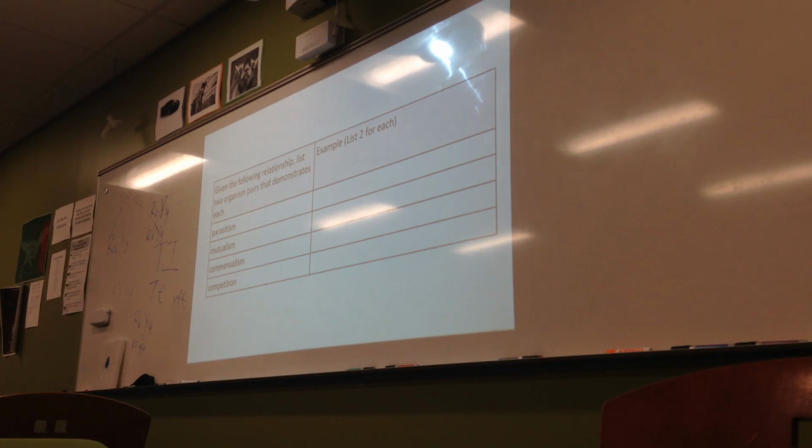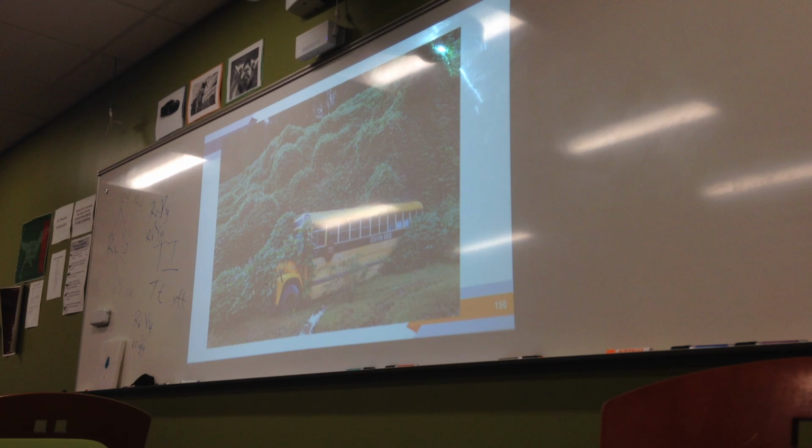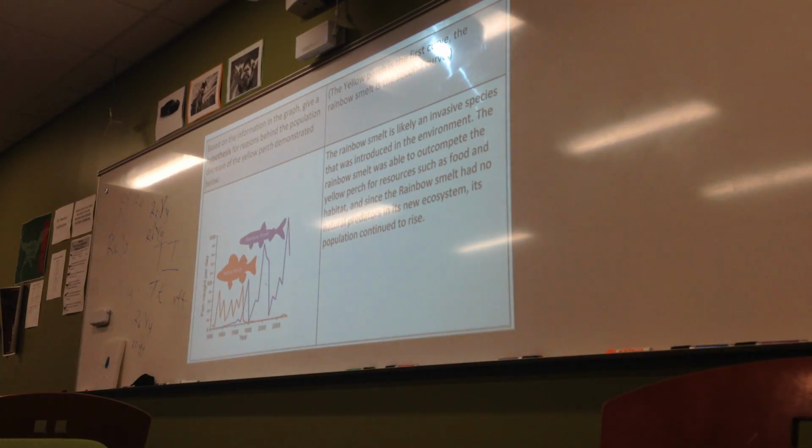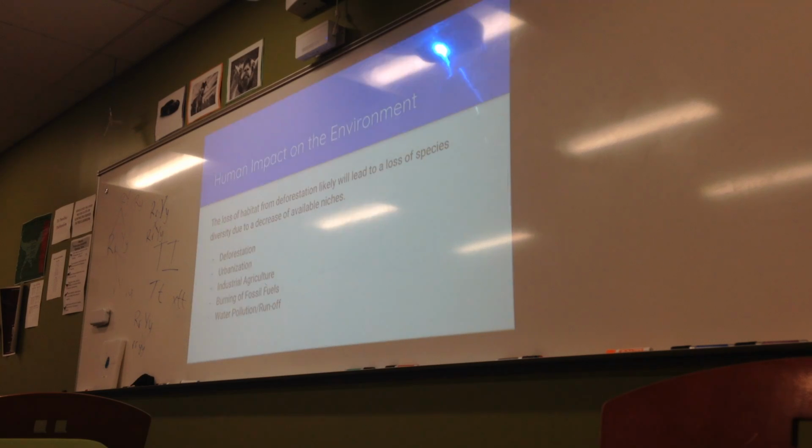All right, make sure you can identify parasitism, mutualism, commensalism, competition. Invasive species are a big deal, so make sure you can identify invasive species and their impact on local environments. Yesterday we talked about the rainbow smelt. This is a graph identifying the introduction of an invasive species that outcompetes the other one.